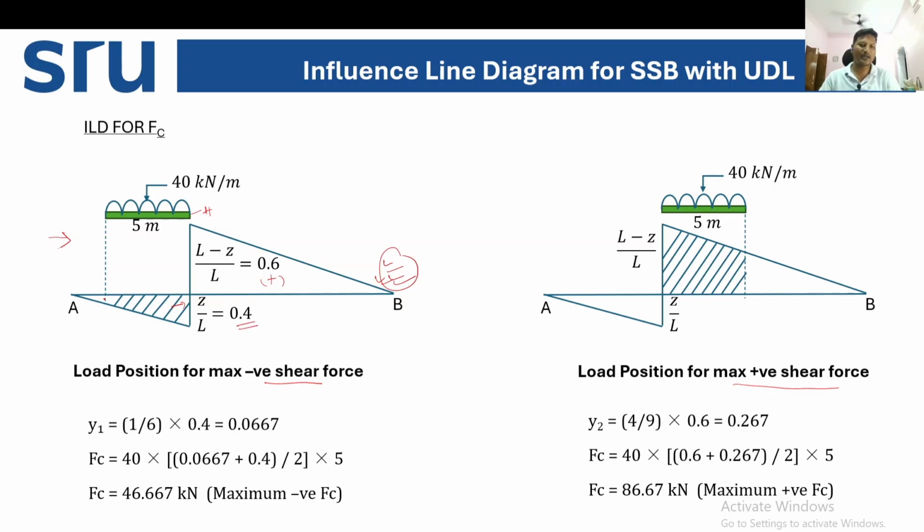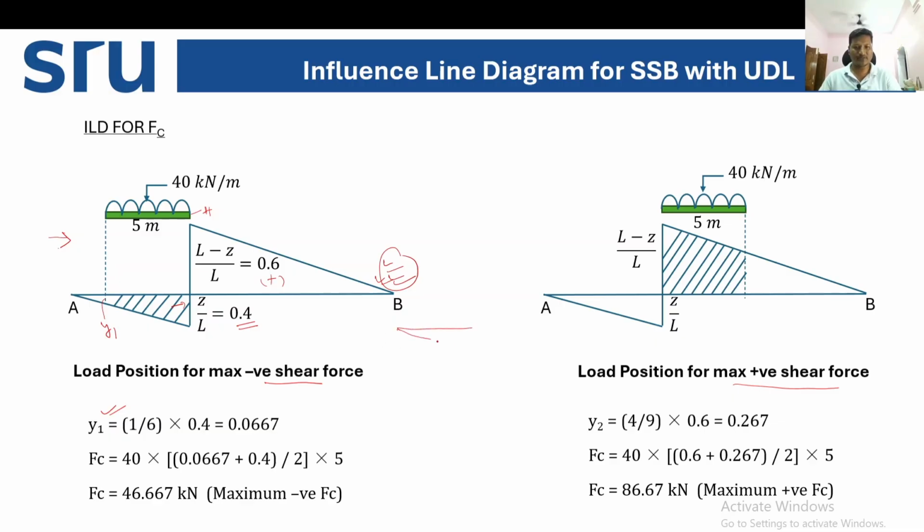So we have to find out what this ordinate is. Let's say y1. What is the ordinate 5 meter behind the maximum ordinate? We can calculate the maximum negative shear force from this. So how to calculate y1? We can calculate y1 from the similar triangle formula. What is the similar triangle formula?